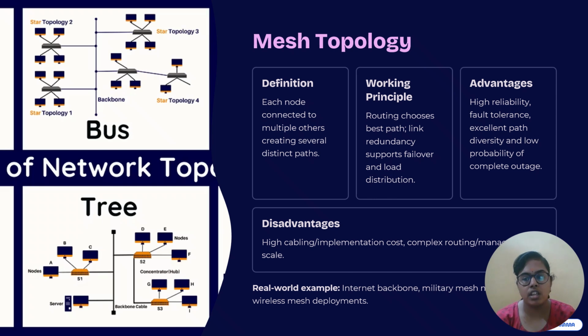Mesh topology. Each device is connected to multiple other devices. This creates multiple paths for data transfer, which makes the network highly reliable. The main advantage is fault tolerance because even if one path fails, another path can be used.